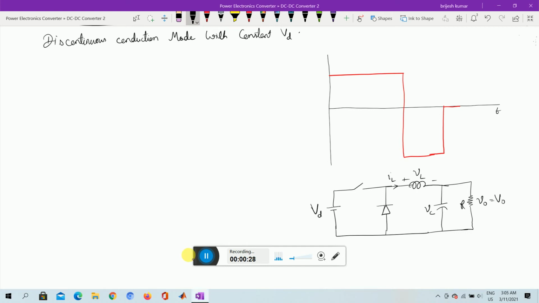Now if this resistance is heavily loaded, then it will draw more current, and you have a current I0. And if the load is gradually decreased... So when you say high loading, then we have a low value of R. Then there is light load. When we say light load, we are actually increasing the value of R.